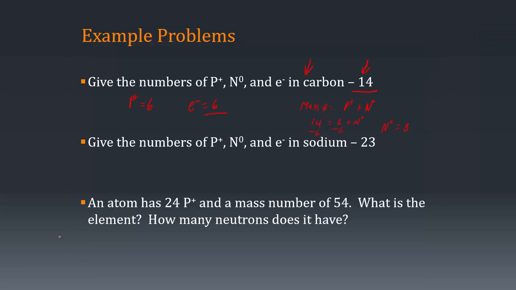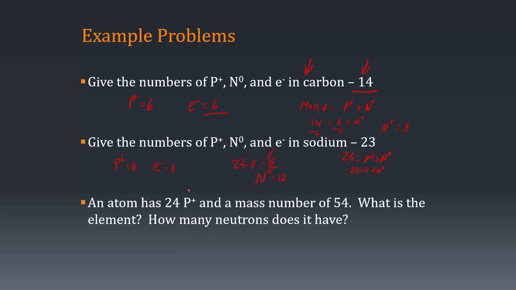So if we go back and take a look at solving this problem, we know that it's got 11 protons. I got that off the periodic table. Because it's got 11 protons, it also has 11 electrons. And because 23 minus 11 equals 12, I know that it's got 12 neutrons. Remember, 23 is equal to the number of protons plus the number of neutrons. So that's 11 plus the number of neutrons equals 23. Subtract like I did, and you get 12.